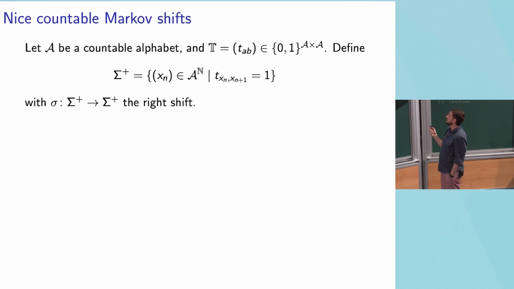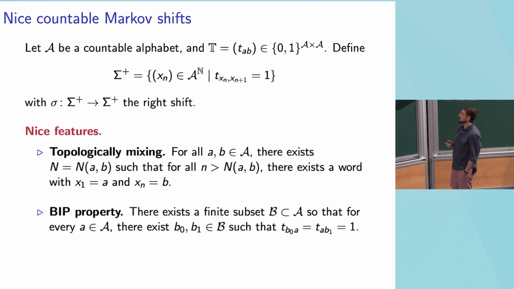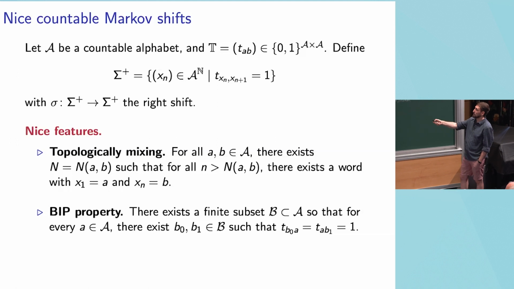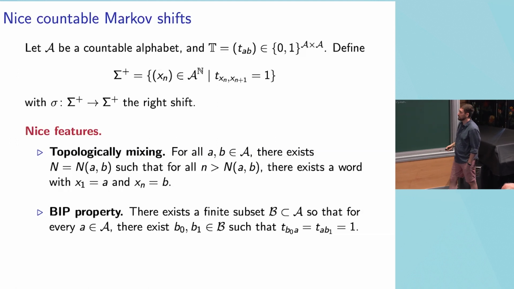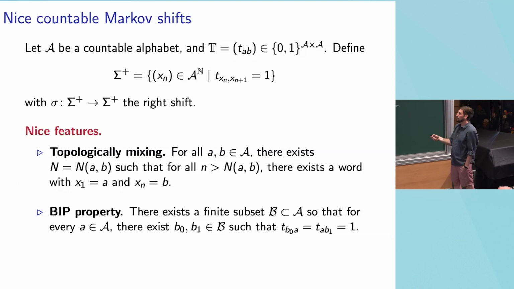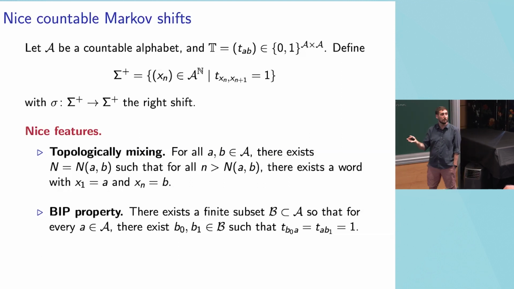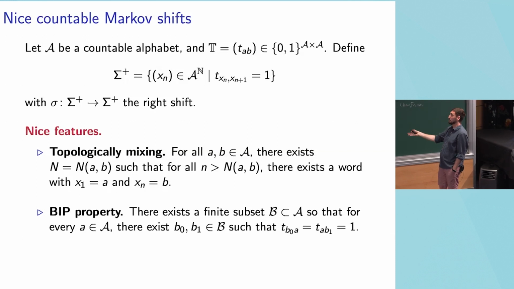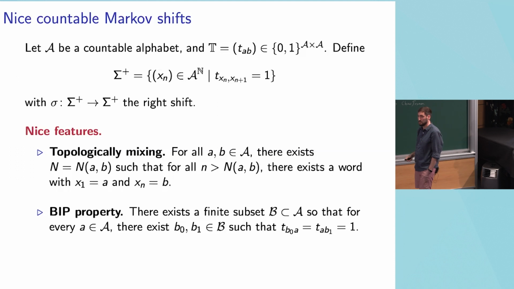Maybe it's even nicer than this. So the countable Markov shift that we're looking at has some nice features that I'm going to define. They're called topologically mixing and BIP property. But don't be scared. So topological mixing just means that if I take 2 letters and I'm willing to travel for a long time, depending on A and B, I can go from A to B. Okay. So there is an amount of time that I need to travel to go from A to B, but if I'm willing to do that, I can do that.